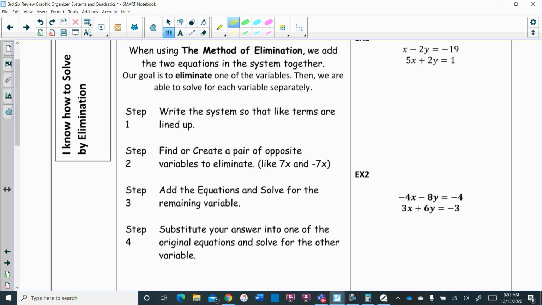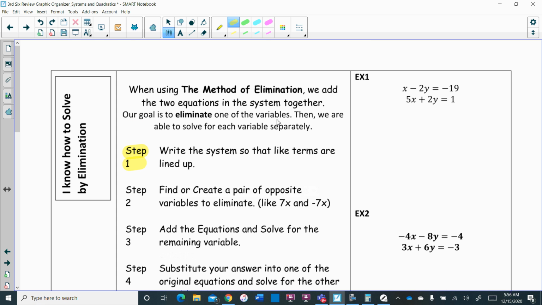So one, you want to always write the system so that like terms are lined up. That means your x's are lined up and your y's are lined up. I'm trying to show you that in the example right here. The next thing you're going to do after that, step 2, it says find or create. Sometimes you have to create by multiplying.